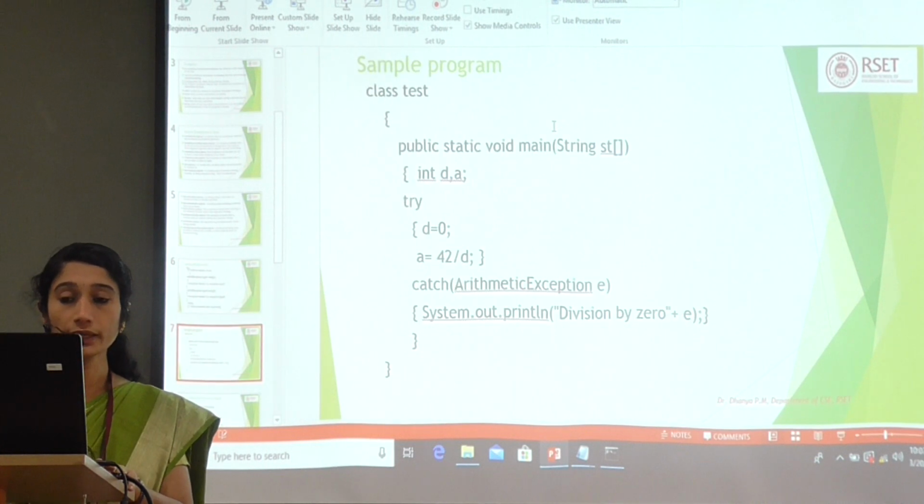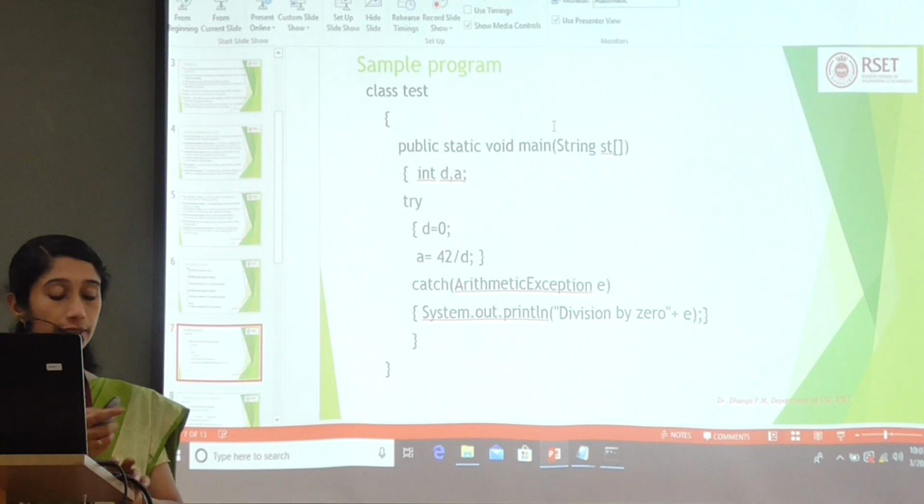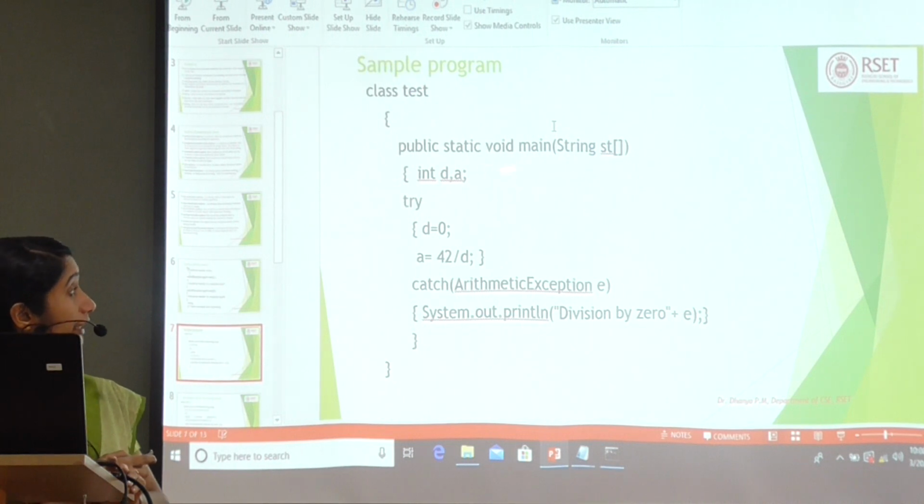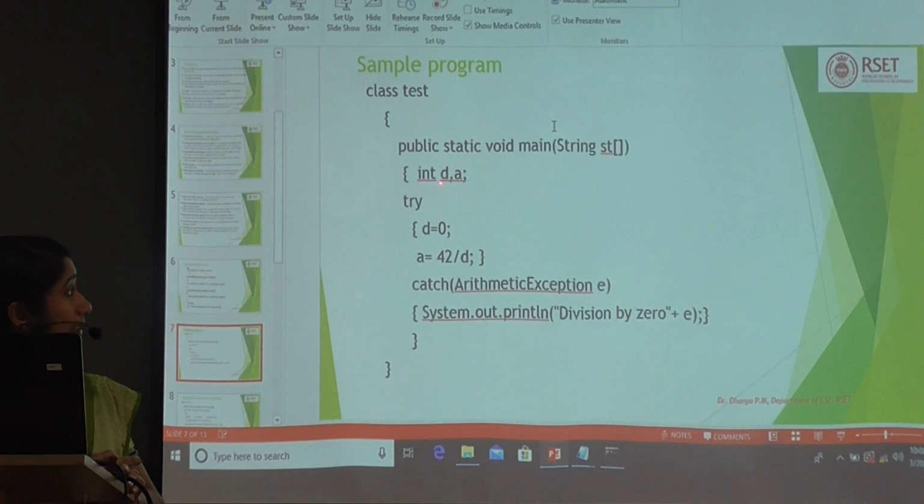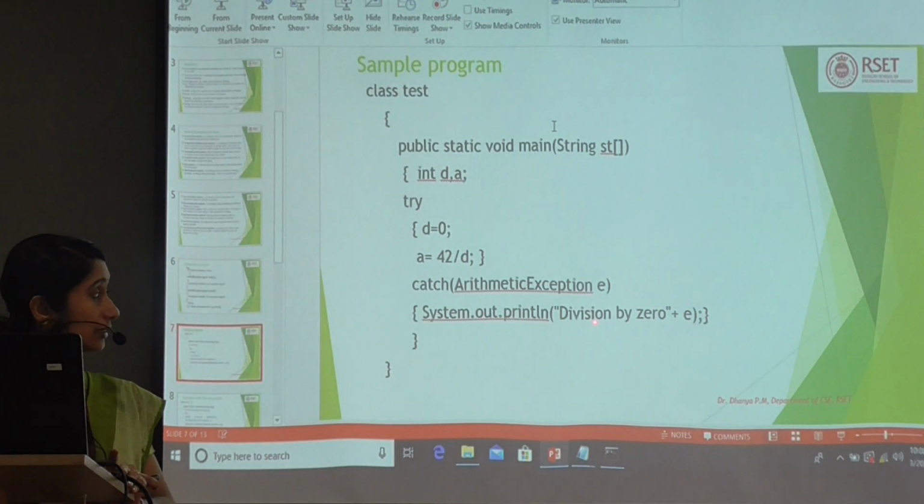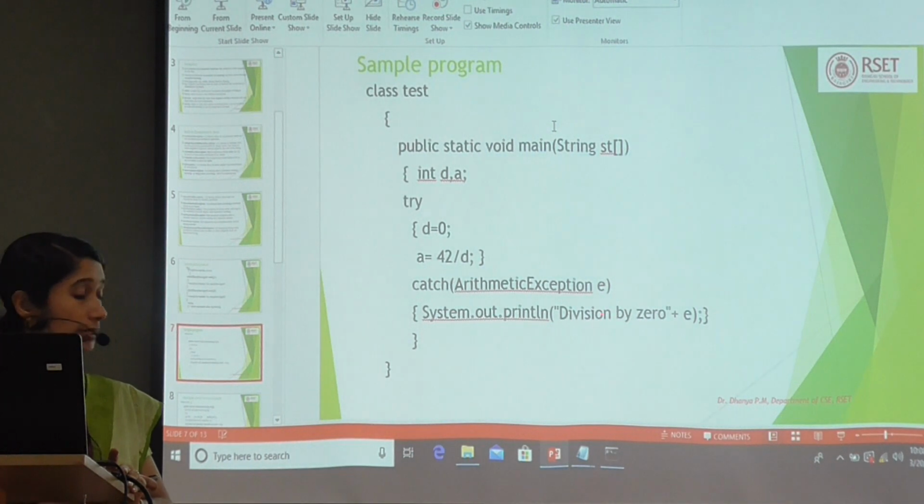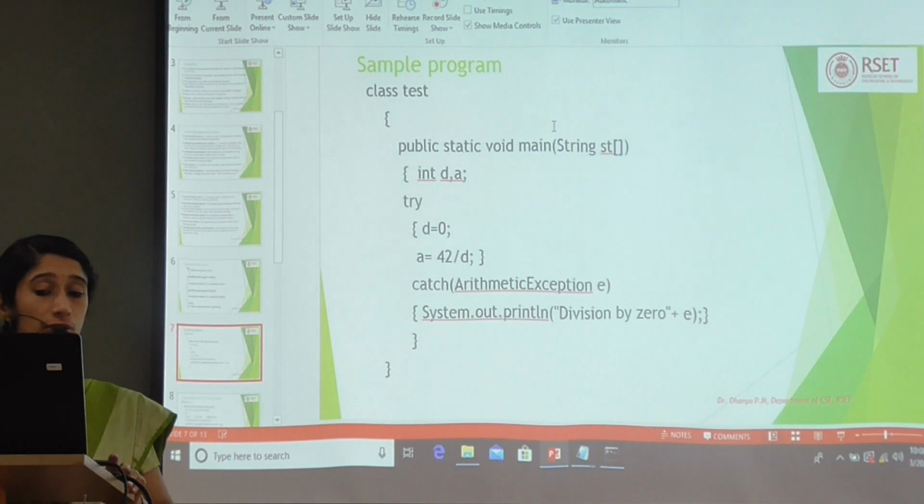Now let's see a sample program. Here I have defined a class Test and written a main function. I have 2 integers, d and a, where d is initialized to 0, and I am trying to divide 42 by d. This is actually a division by 0 error, and I have included these statements within a try block. So this will create a runtime error, go to the catch statement, and display the given message, division by 0, to the user. Let's see how this program works.